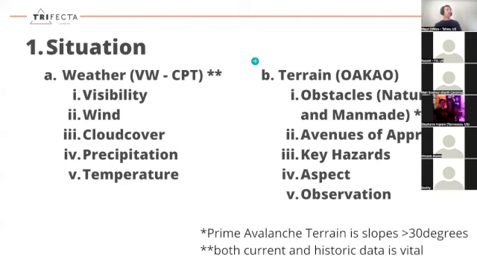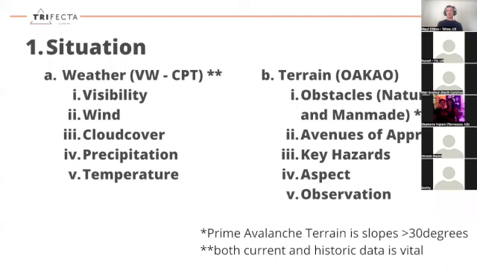Now, the important one for us with route planning is going to be section B here, the terrain. So the acronym you use for this is OAKOA. For those of you that are in the military, you may notice that this is a change to what the military uses. I've adapted it to be more specific to what we use in the outdoors for some of these alpine environments. But that'll be obstacles, natural and man-made.